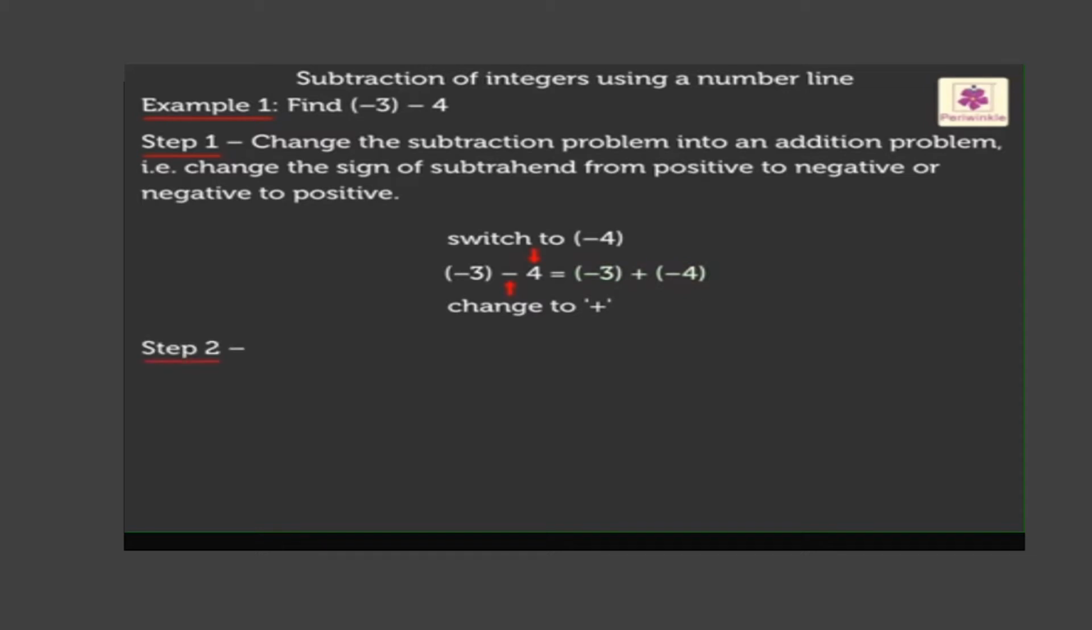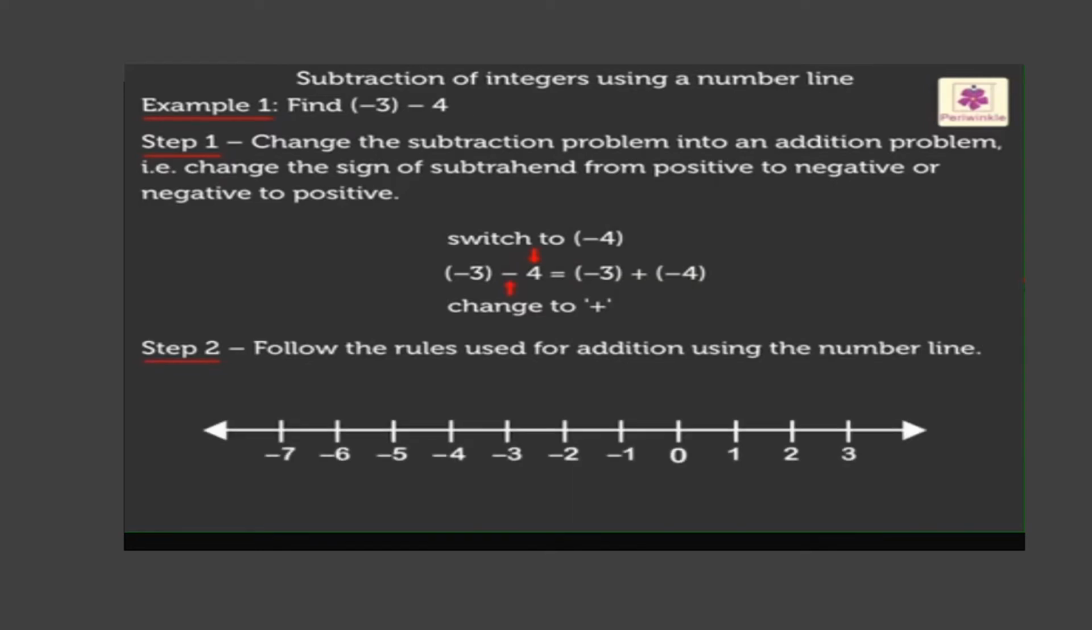Step 2. Follow the rules used for addition using the number line. Start from 0 and move 3 places to the left, that is in the negative direction. Look, we have reached -3. From -3, we move 4 places again to the left and reach -7, which is the answer.